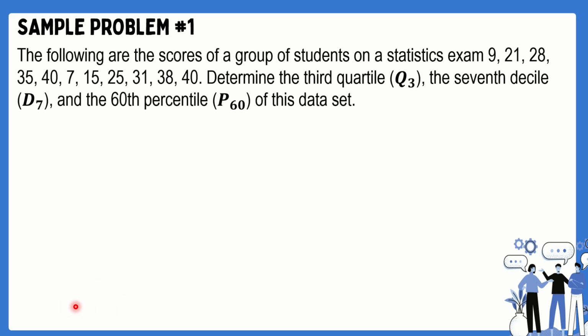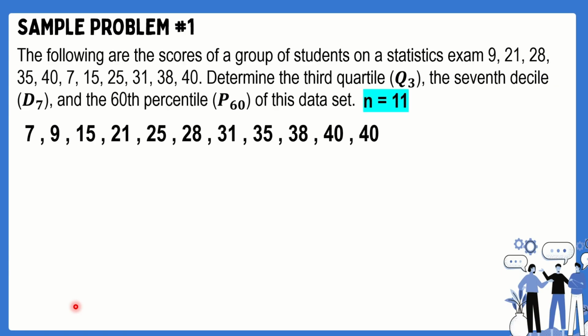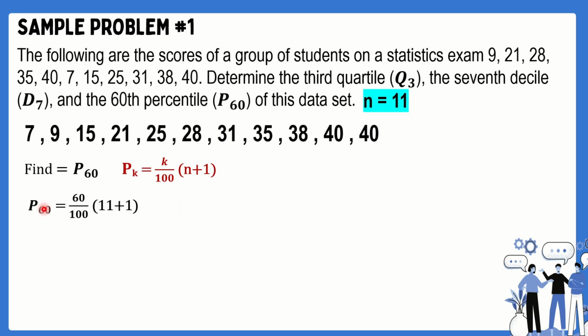And next one, let's proceed in calculating the percentile 60 with the same data set and with the use of the formula P sub k is equal to k over 100 times n plus 1. So let's substitute the values. We have P sub k is equal to 60 over 100 times 11 plus 1. Same process, let's add 11 and 1. It is equal to 12. And then 60 over 100 times 12 is equal to 7.2.